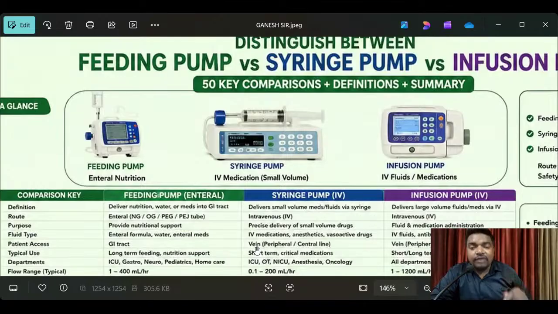Because biomedical engineering is about being an individual performer and problem solver. That's why hospitals and companies appoint us, because skilled engineers are required. They have lakhs of equipment and crores of budget in asset value available in different hospitals.